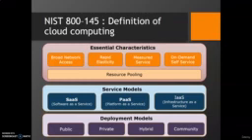The capability provided to the consumer is to use the provider's applications running on a cloud infrastructure. The applications are accessible from various client devices through either a thin client interface, that is a web browser, or a program interface. The consumer does not manage or control the underlying cloud infrastructure, including network, servers, operating systems, storage, or even individual application capabilities, with the possible exception of limited user-specific application configuration settings.